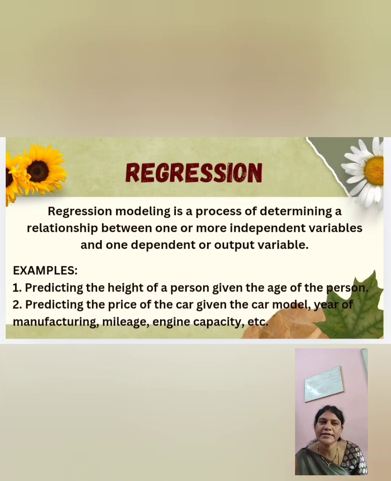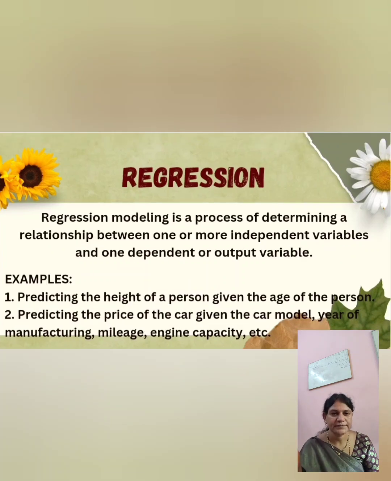Regression modeling is a process of determining a relationship between two or more independent variables and one dependent variable. That is known as regression. For example, we want to predict the height of a person. How do we predict it? Based on independent variables. Given the age of the person, we predict the height of the person.